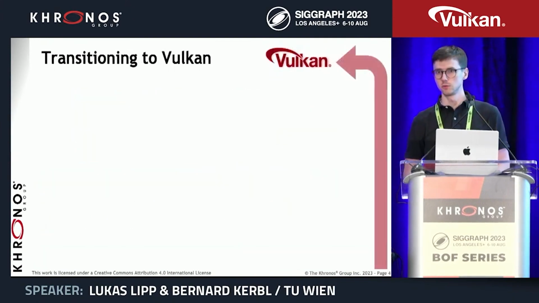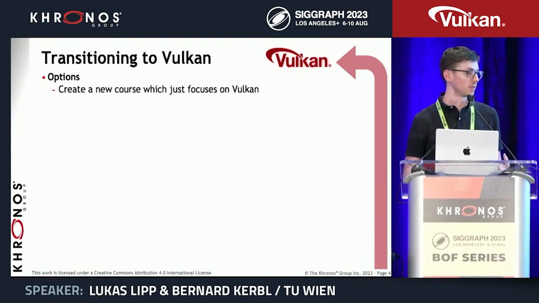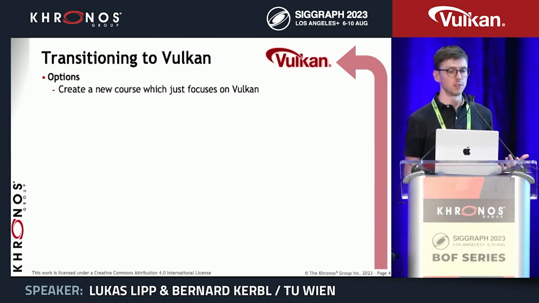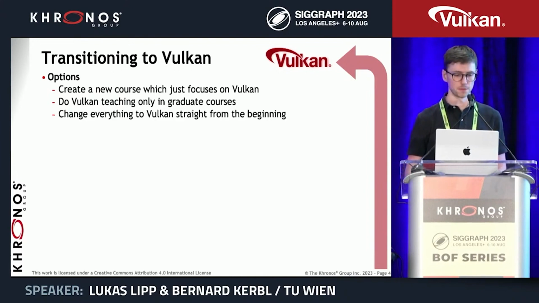So how did we transition to Vulkan? We had multiple options to do this. We could have just created another new course, but here the question is, should we enforce this to every student, or should this be an optional course? And also this would maybe change the curriculum that we teach. Or we do Vulkan teaching only in a graduate course. So the undergraduates will still use maybe OpenGL, and in the graduate courses we would switch to Vulkan, or change everything to Vulkan straight away from the beginning.